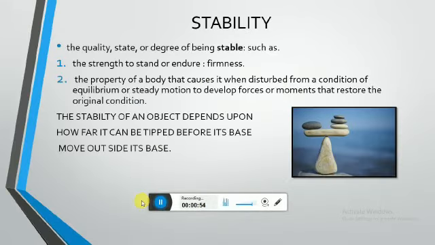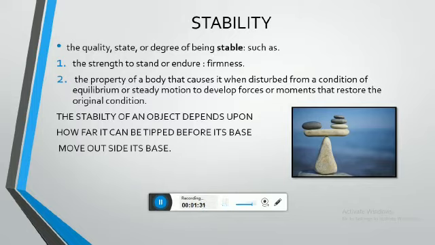So the question is this: what is stability? If I ask you to stand on your foot and not move your body here and there, that is basically stability. It's a quality of a body, the state of a body, or a degree of being stable. It's the strength to stand yourself.